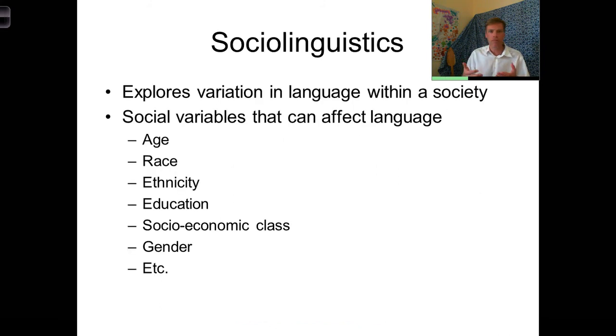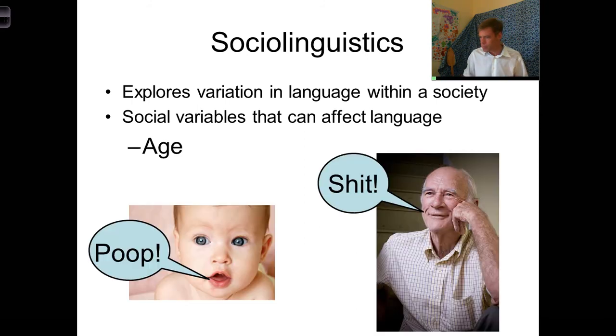So here are some variables, and this isn't an extensive or exhaustive list, but it's a pretty good start. Age, race, ethnicity, education, socioeconomic class, gender, and then I've got the etc. to illustrate that there are other factors as well. Religion might be a factor, for example.